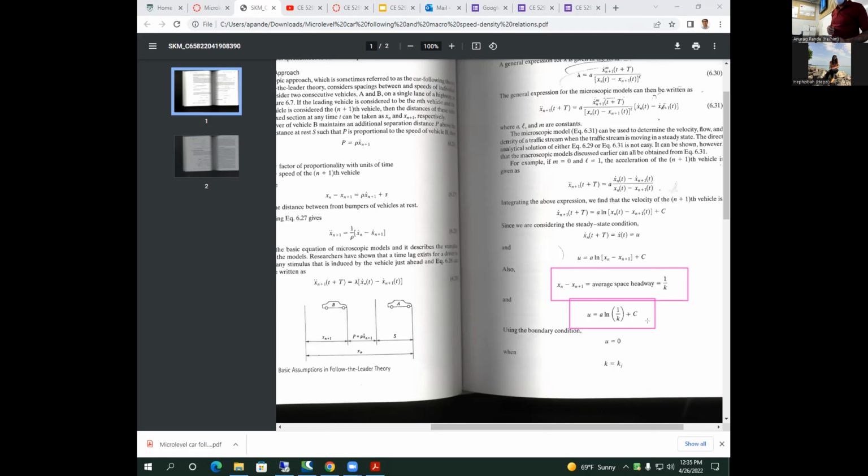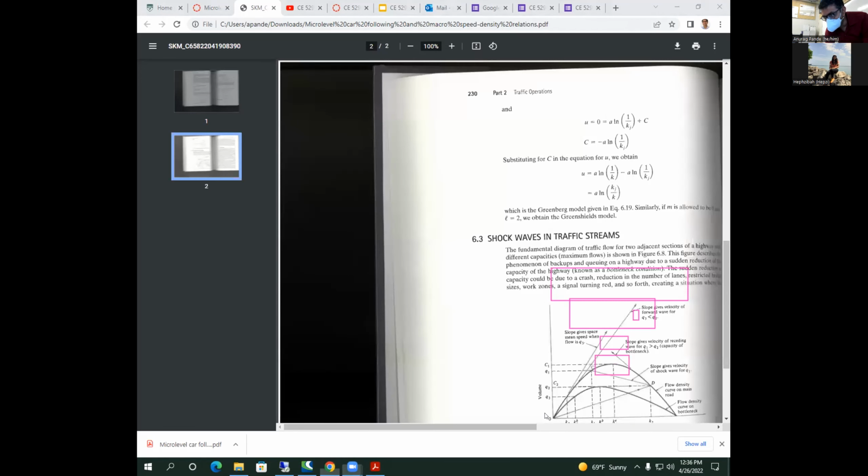And to apply the boundary condition, I'm trying to think about, okay, at what point does my speed become 0? So then I can figure out that my speed would become 0 when K is equal to Kj, right? When my density is so high that it's jam density, my speed has to become 0. So at K equal to Kj, U equal to 0. So I can utilize that information. If I replace K with Kj here, my speed will be equal to 0. And that will help me determine the value of C, the constant of integration.